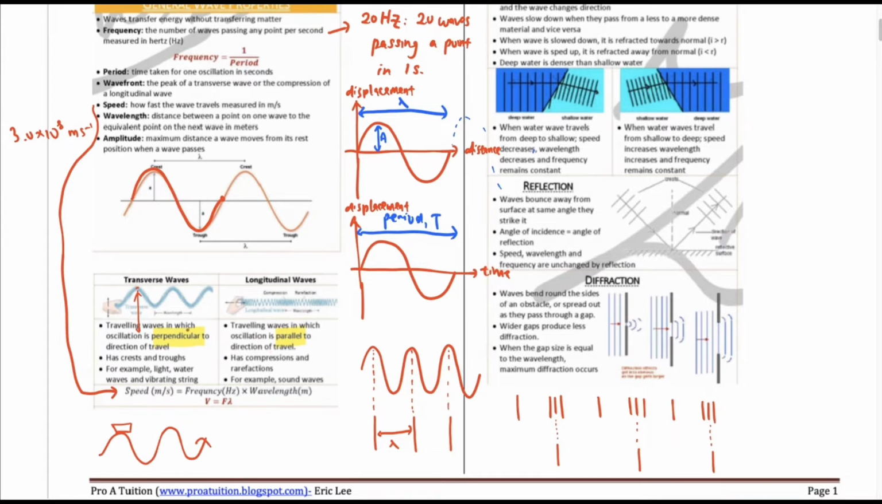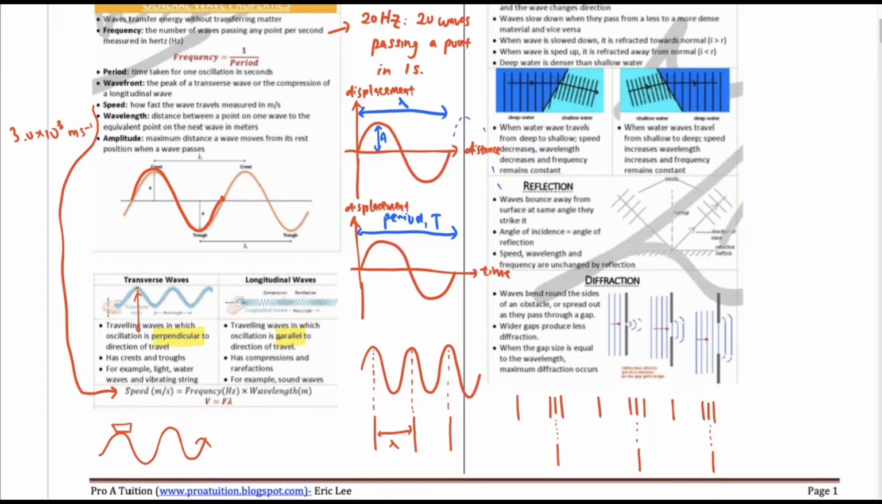This one perpendicular, this one parallel. And you must remember clearly what is parallel with what. Oscillation is parallel with direction of travel. Must remember clearly. Don't just say parallel, you can't get the marks.